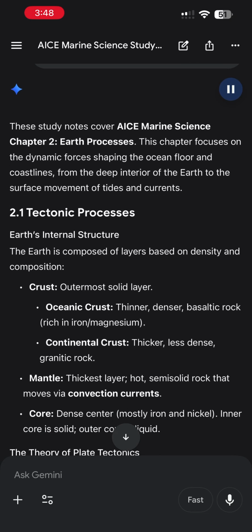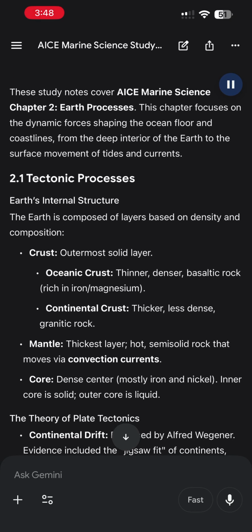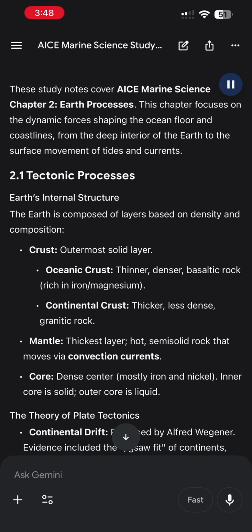These study notes cover AICE Marine Science Chapter 2, Earth Processes. This chapter focuses on the dynamic forces shaping the ocean floor and coastlines, from the deep interior of the Earth to the surface movement of tides and currents.